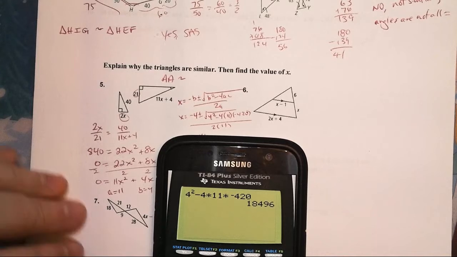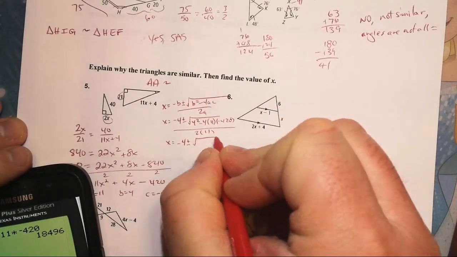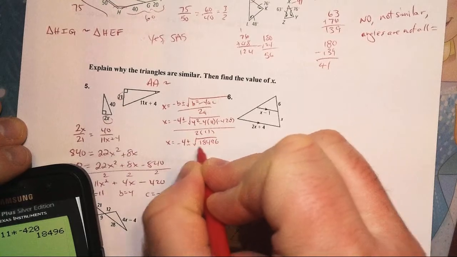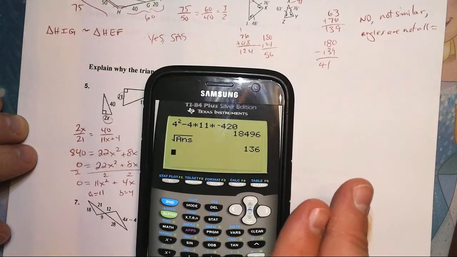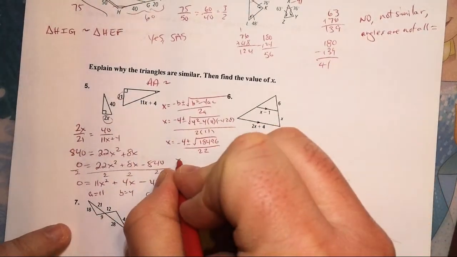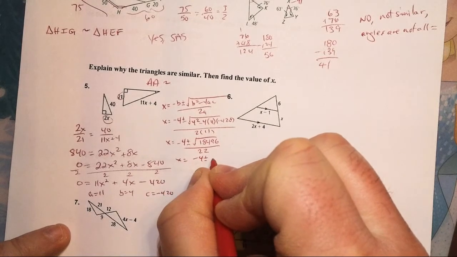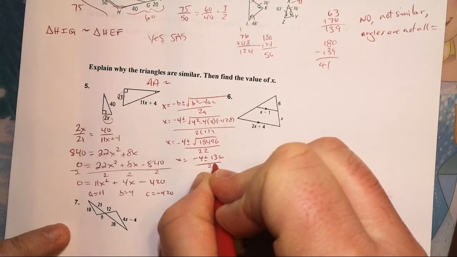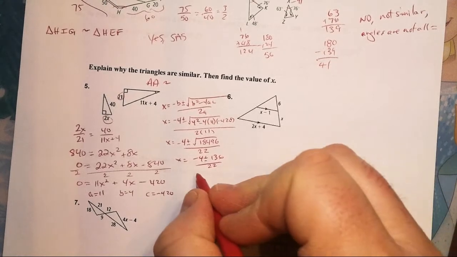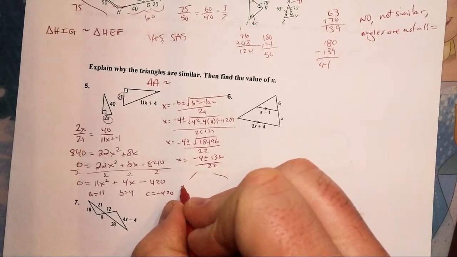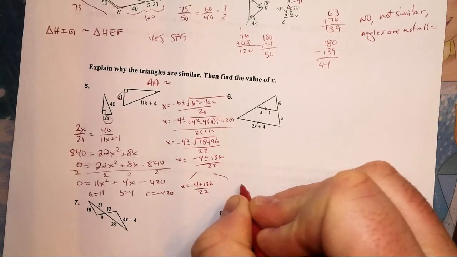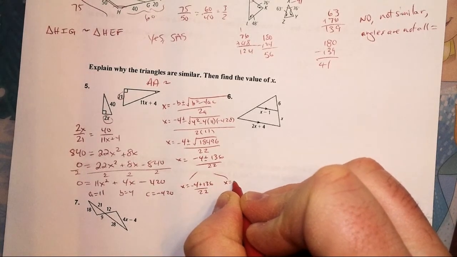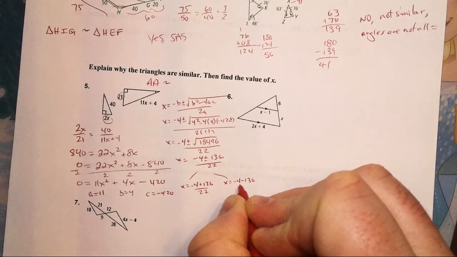And I get 18,496, divided by 22. And the question is, does that give us a nice square root? And actually it does. So this becomes x equals negative 4 plus or minus 136 over 22. So I'm going to split this up into two options here. x is going to equal negative 4 plus 136 over 22, and x is going to equal negative 4 minus 136 over 22.